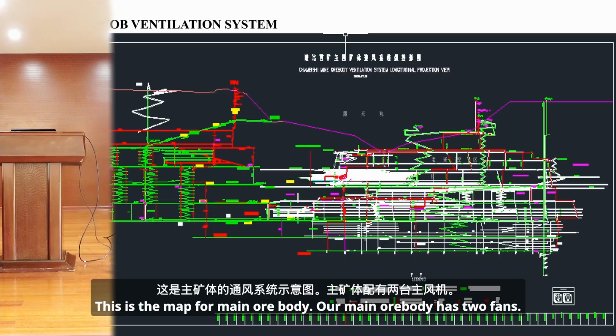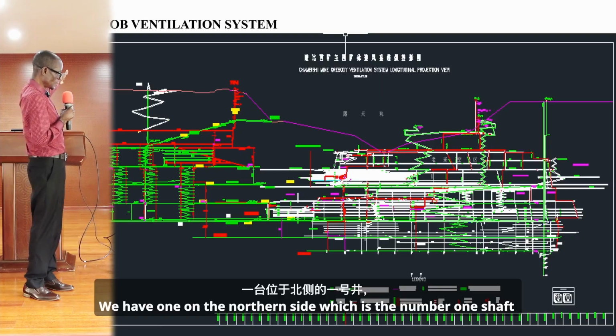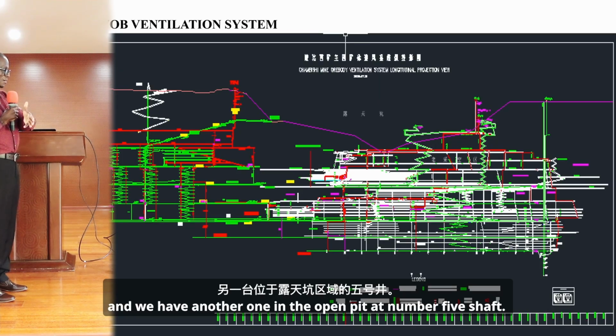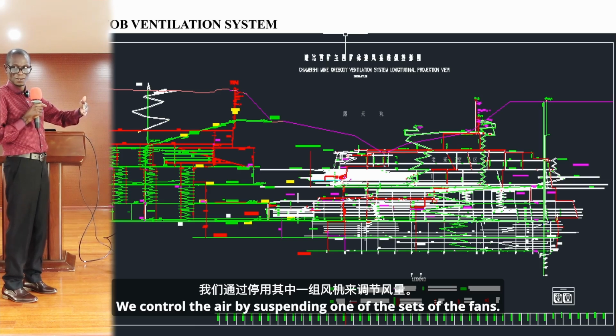This is the map for our main body. Our main body has 2 fans. We have one on the northern side, which is number 1 shaft, and we have another one in the open pit at number 5 shaft. They draw air from the same level, which is 185. We control the air by suspending one of the sets of the fans.